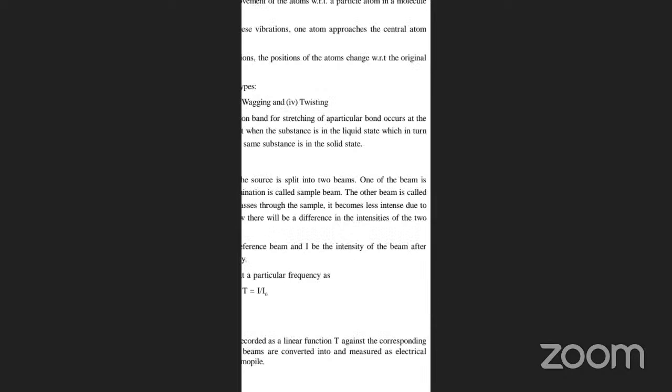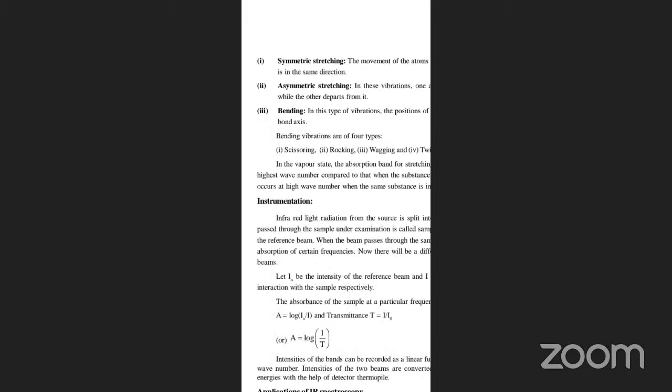Bending. In this type of vibration, the positions of the atoms change with respect to the original bond axis. Bending vibrations are of four types: scissoring, rocking, wagging, and twisting. In the vapor state, the absorption band for stretching of a particular bond occurs at the highest wave number compared to that when the substance is in the liquid state, which in turn occurs at a higher wave number than when the same substance is in the solid state.